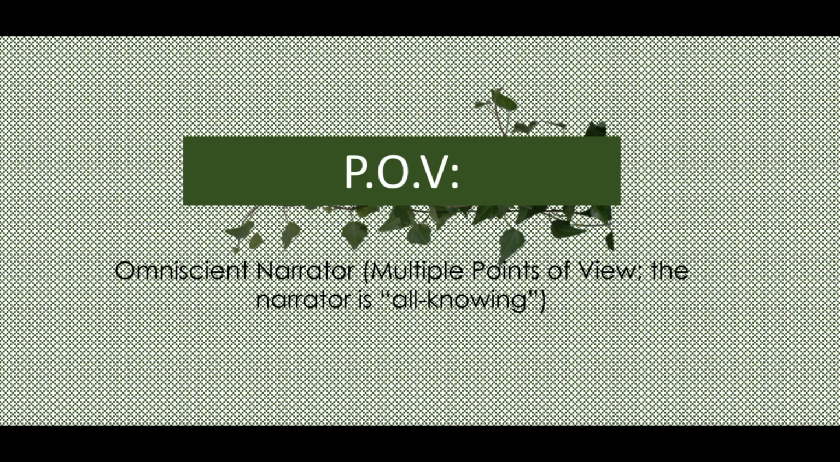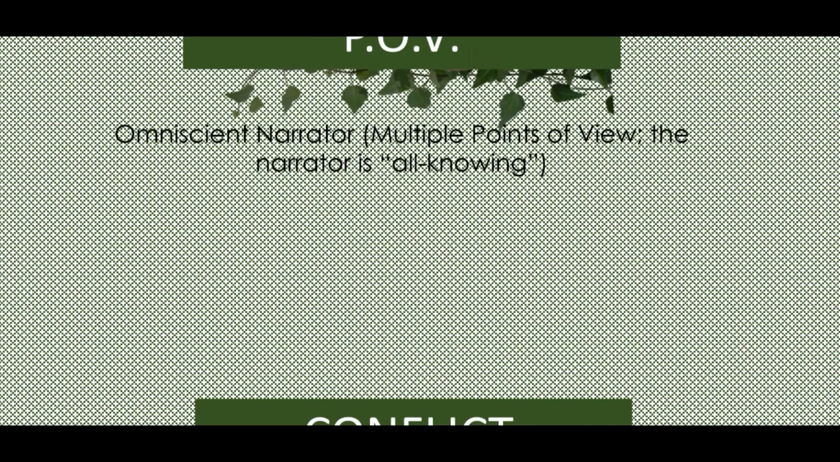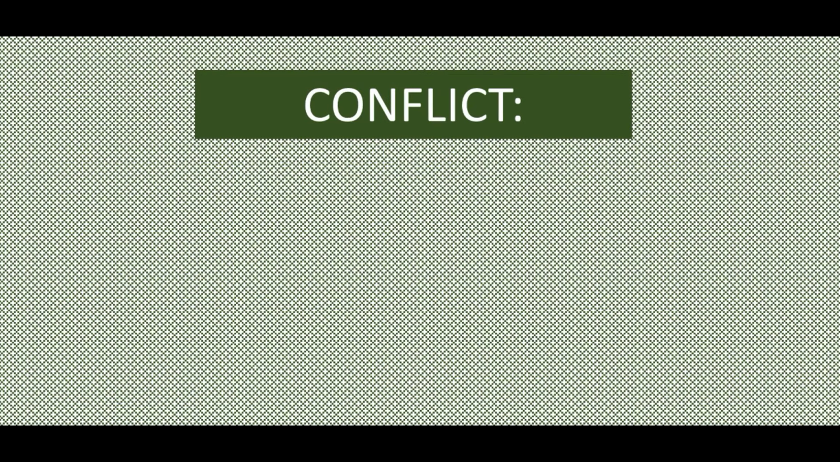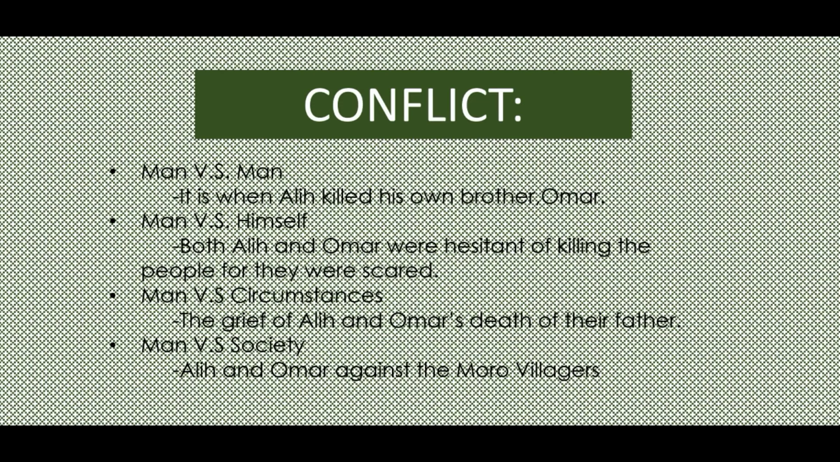So for the point of view, the POV used by Enriquez was omniscient narrator or multiple points of view. The narrator is all-knowing. Next is the conflict. I have listed down 4 conflicts that were observed in the story. First off, we have man versus man. It was when Alih killed his own brother Omar. Second, we have man versus himself, where both Alih and Omar were hesitant of killing the people for they were scared.